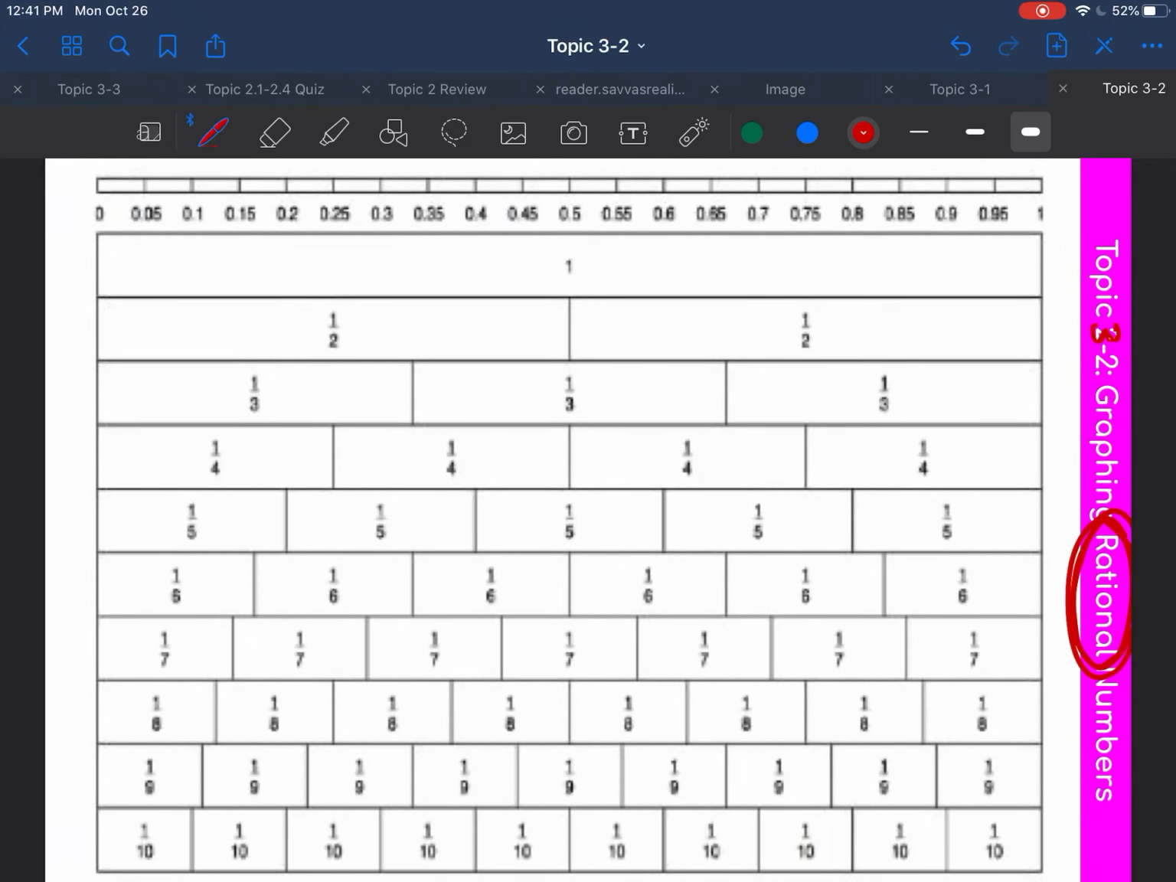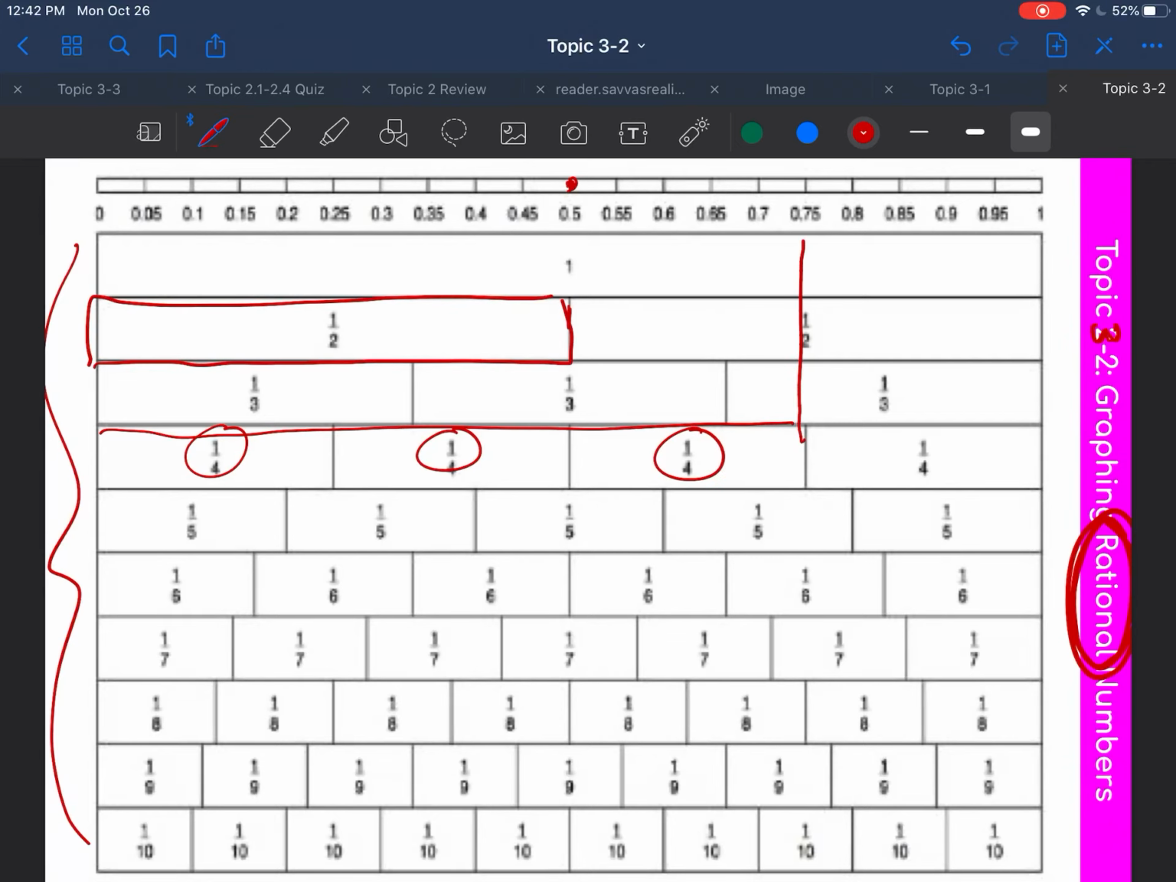In order to graph a rational number, you're going to be dealing with fractions and decimals and whole numbers. So basically, you need to know the decimal and fraction equivalents. That's why we have this little chart here. If you look at the fraction half, you can see that it lines up with the decimal 5/10. So half is equivalent to the decimal 5/10. If you look at 3/4, we have 1/4, 2/4, 3/4. That lines up with 75/100. So the equivalent for 3/4 is 75/100.